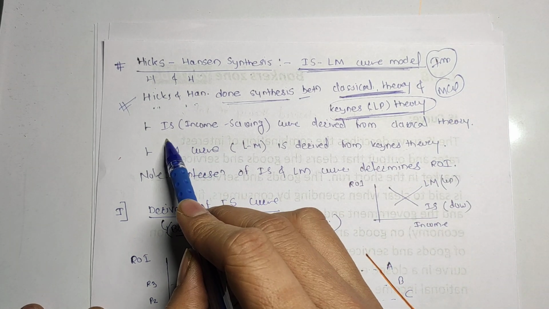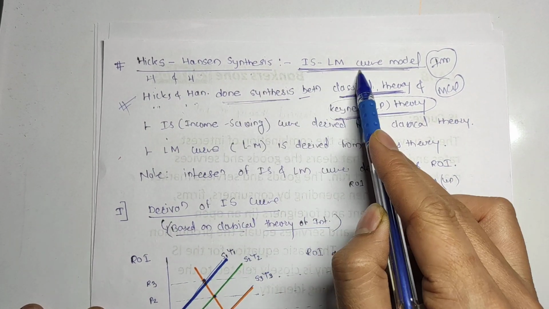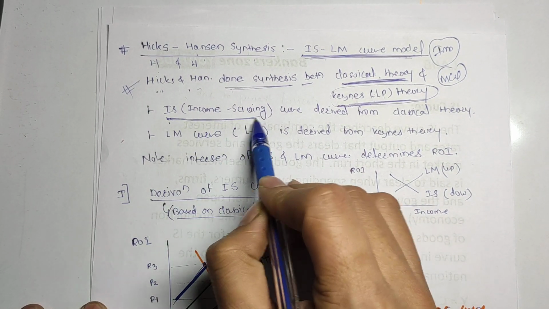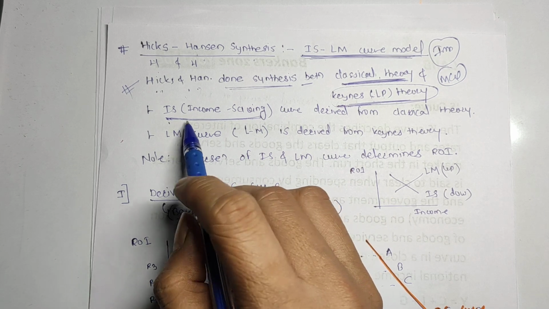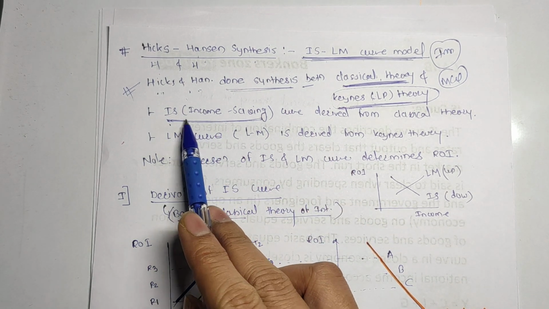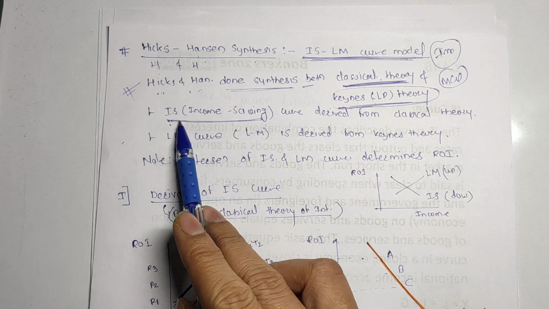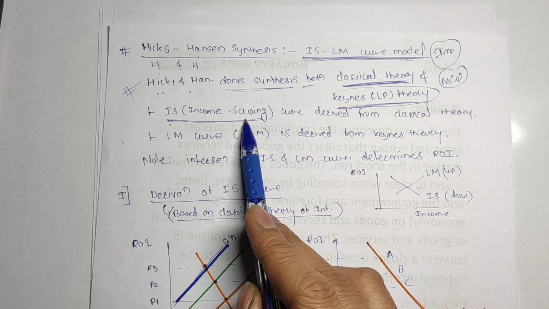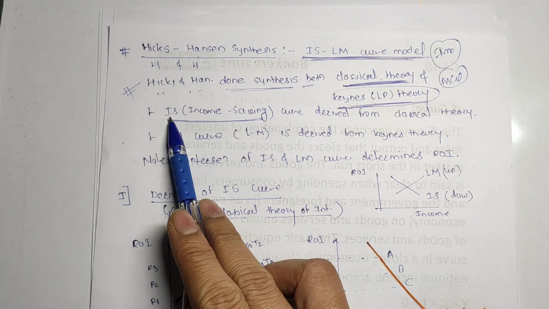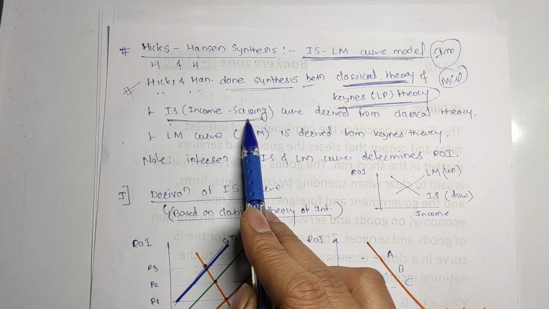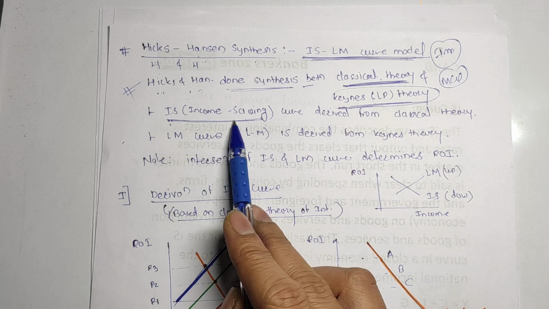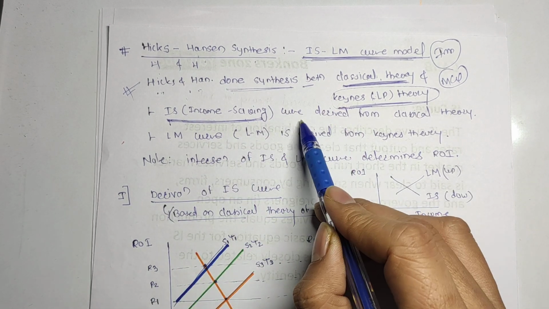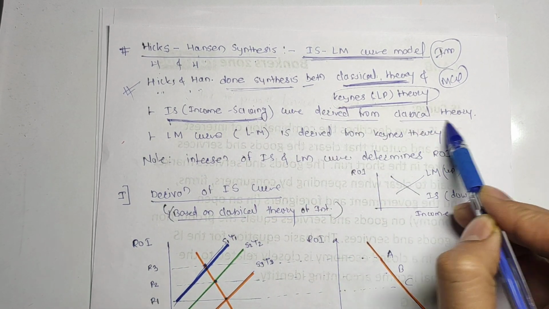Second, it is also called the ISLM curve model. What is IS? IS is nothing but income saving. You have to remember this because they may ask a question. In the Hicks-Hansen synthesis theory, IS stands for I for income and S for saving. They may give I for interest or S for a different word, so remember that IS stands for the income saving curve, and it was derived from the classical theory.